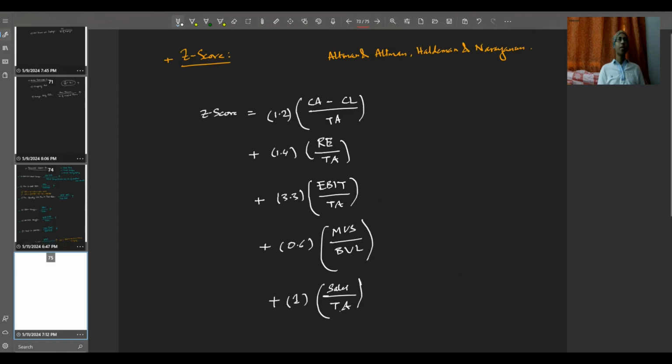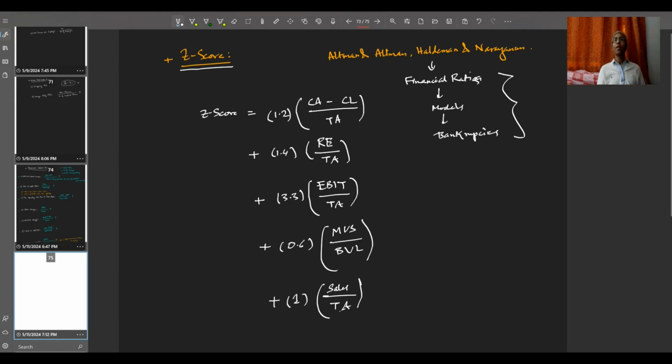Friends, Altman, Haldeman and Narayanan found out that financial ratios could be combined to create models that predict bankruptcies in a very accurate way. And based on this, Altman created something called the Z-score.